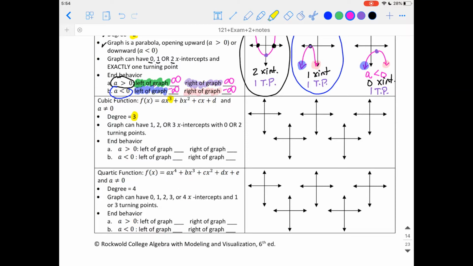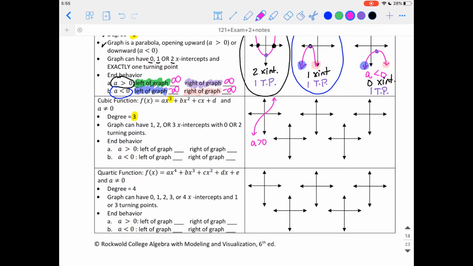with 0 or 2 turning points. So let's have some examples here where we can see how this is happening. So for the cubic function, we can have this right here. This right here is a cubic function. And so we're going to put here that a is greater than 0 for this one.